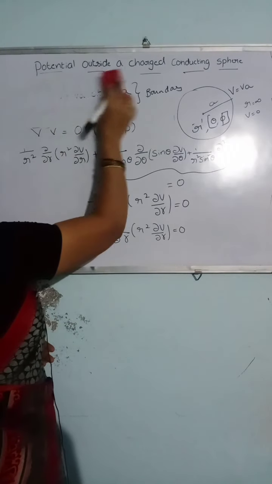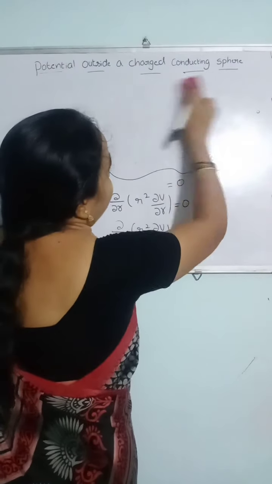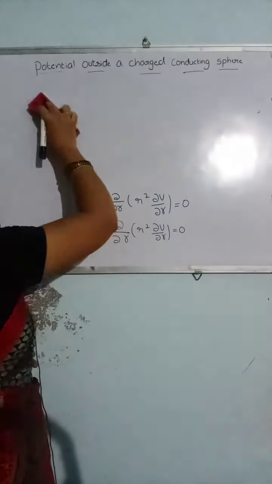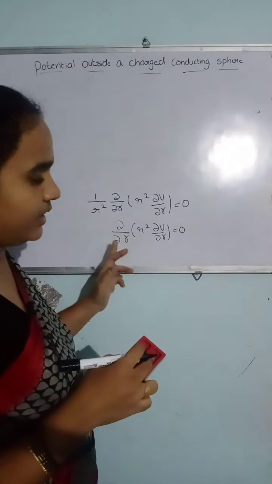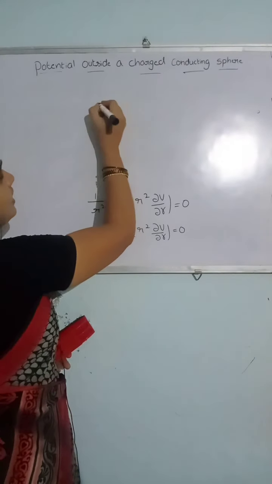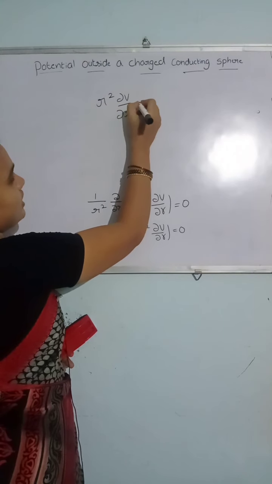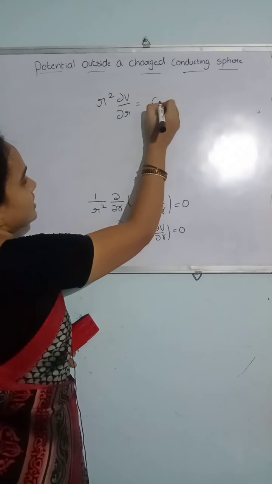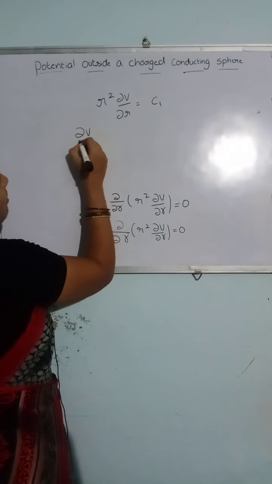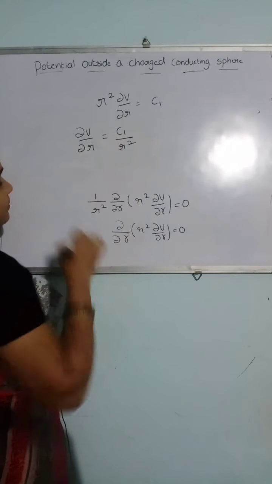By taking the integration, what is the integral of any differentiation? Integral and differentiation get cancelled. So then the integration of this equation becomes r square dou V by dou r is equal to some integration constant, let it be c1. Then dou V by dou r is equal to c1 by r square.